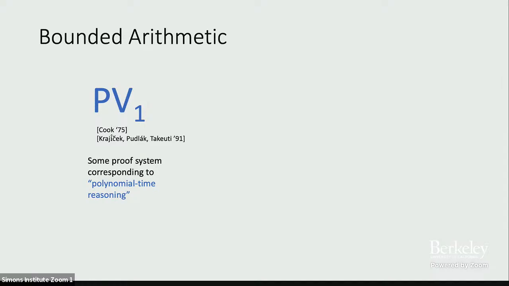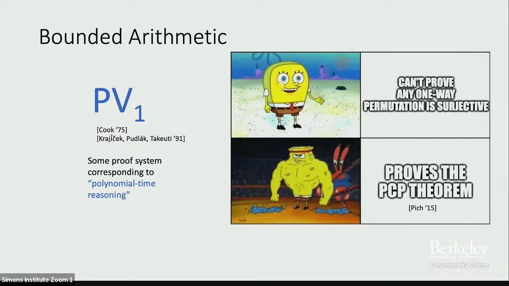Just to give you some intuition, all I am going to say about PV1 is this example. On the one hand, PV1 is kind of weak in that it can't prove that any one-way permutation is surjective. But on the other hand, it's really strong in that it can prove the PCP theorem. So it can't prove these very basic facts about groups, and on the other hand, it can prove the PCP theorem. So in some sense it's very powerful, and in other senses it's weak. Oh, no, but it can't prove that any one-way permutation is surjective; the condition is in the statement. It's very sneaky.